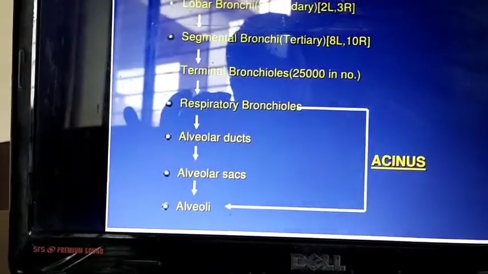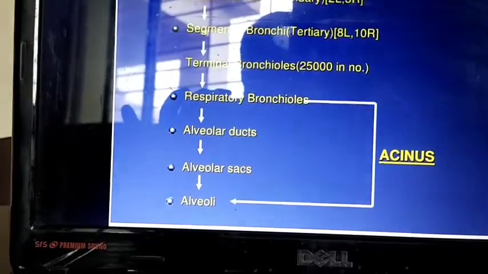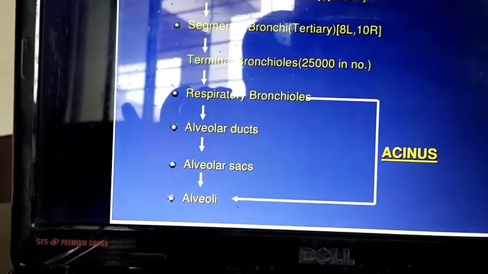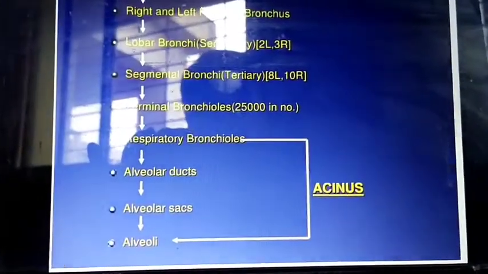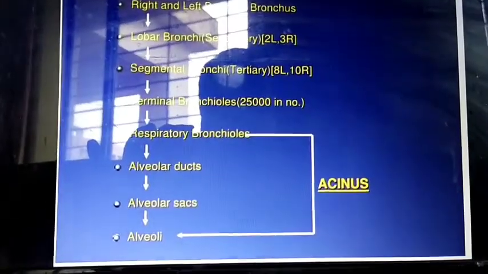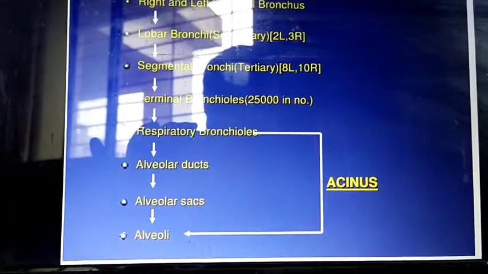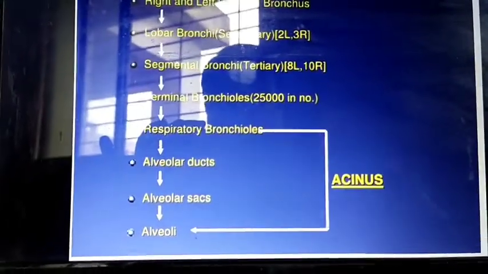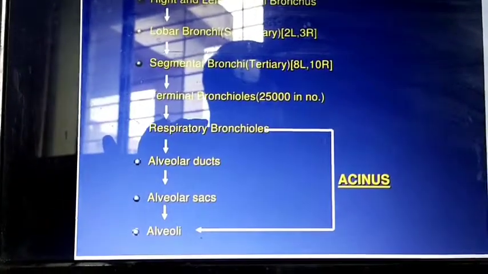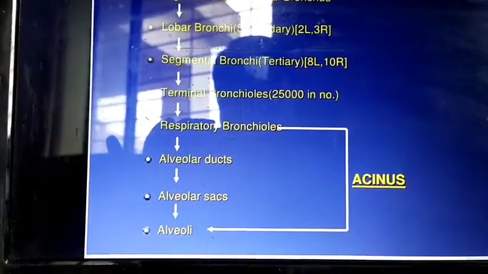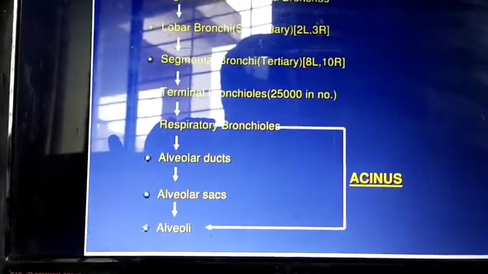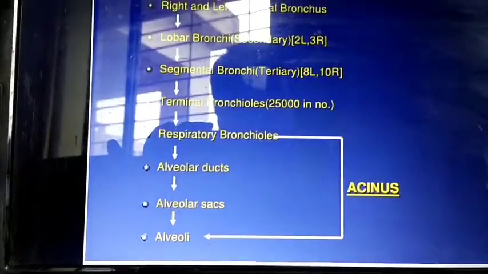Actually, gas exchange occurs in the acinus only. Okay, this is the functional unit of the respiratory system. The respiratory zone, I already explained. Gas exchange occurs in the acinus only. The respiratory zone includes respiratory bronchioles, alveolar duct, alveolar sac, and alveoli. Can go for the next slide.